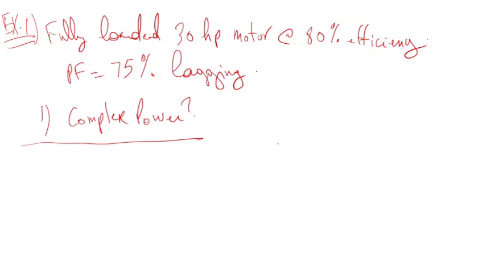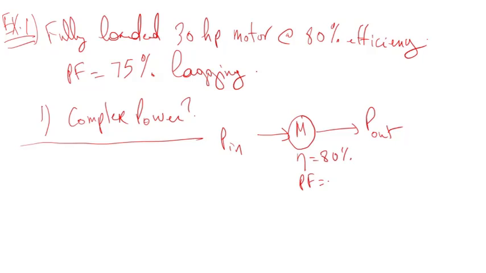So again, it's always helpful to do a little sketch. So I have a motor. It takes an input, so I will call it Pin. It gives us an output, I'll call it Pout. It's operating at an efficiency of 80%, a power factor of 0.75 lag. So I'm giving Pout in terms of horsepower, which is 30.